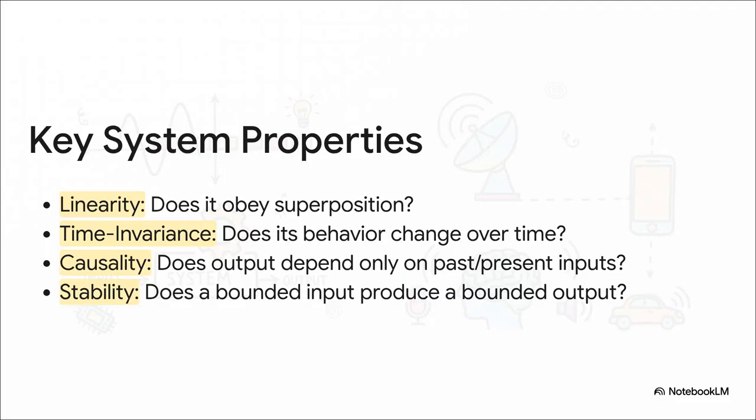Now, to really understand these black boxes, engineers ask a few key questions to classify them. Is it linear? Basically, if you double the input, do you just get double the output? Is it time invariant? Meaning, does it work the same way today as it did yesterday? Is it causal? So can it only react to things that have already happened? And finally, is it stable? If you give it a reasonable input, are you going to get a reasonable output, or is it just going to spiral out of control? Answering these questions lets you predict exactly how a system will behave.